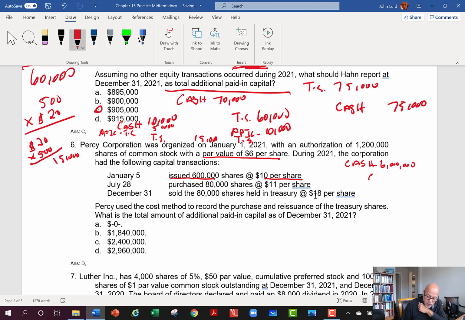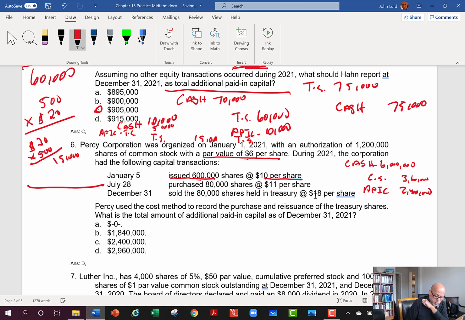Okay, good. They'll credit the common stock at par. So it's $6 per share times 600,000. So they're going to credit the common stock 3,600,000. And then the APIC here is going to be the difference, which is $4 per share times the 600,000 shares. That's 2,400,000, right?